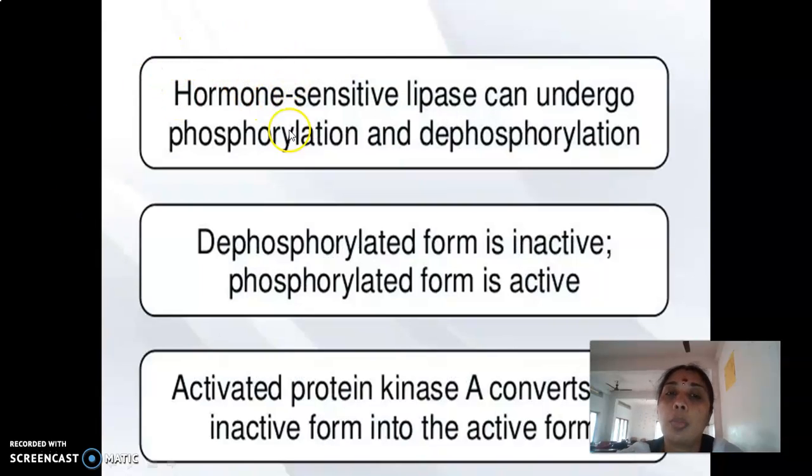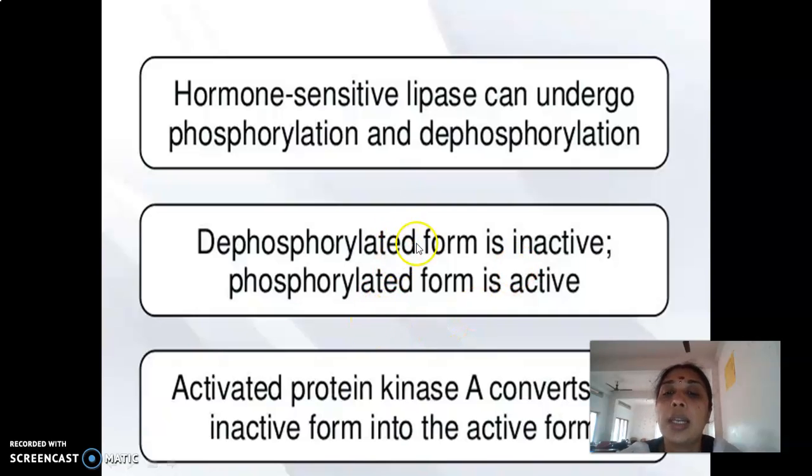triacylglycerol. So hormone sensitive lipase is a covalently modified enzyme. It can undergo phosphorylation and dephosphorylation. So the hormone sensitive lipase regulates the metabolism of TG. How? Because the enzyme can exist in two conformations, the phosphorylated form and the dephosphorylated form. The dephosphorylated form is the inactive form and the phosphorylated hormone sensitive lipase is the active form.